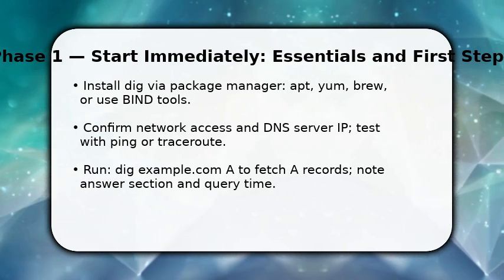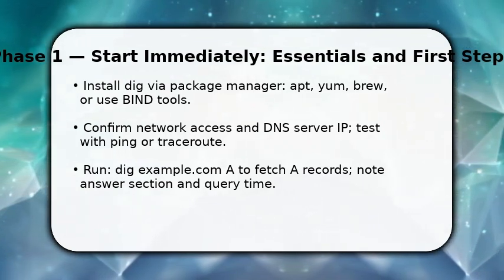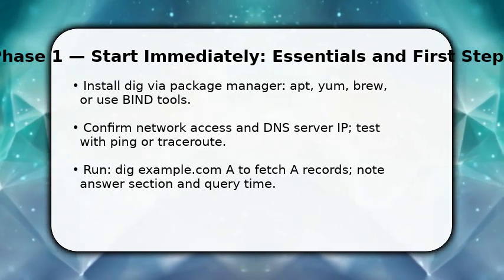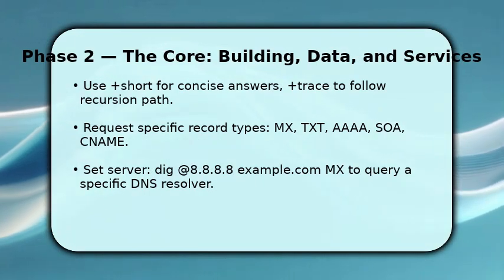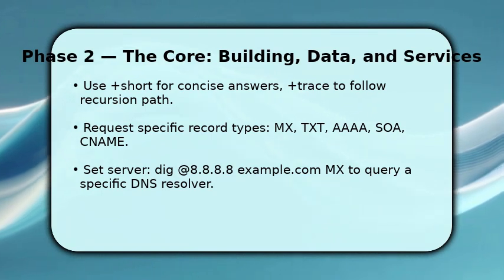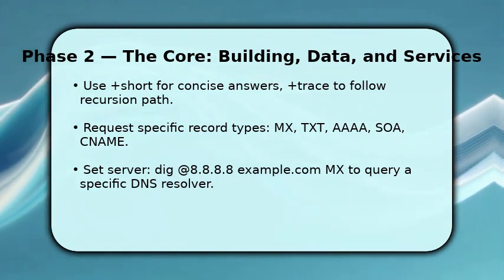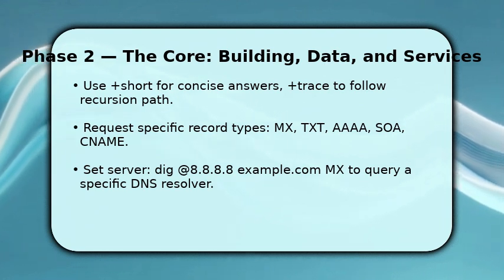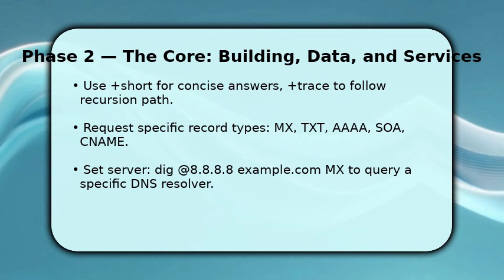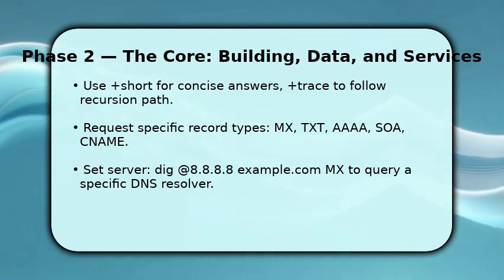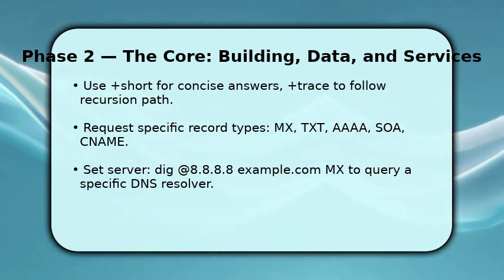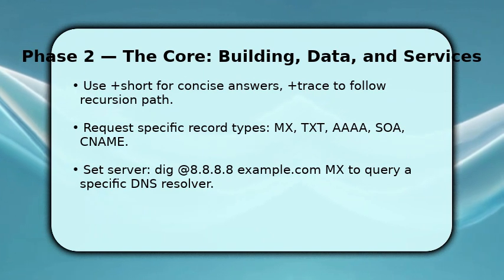You now expand into more detailed dig usage by combining flags and record types. For quick checks, use +short. For diagnosing delegation, use +trace to see each server in the resolution path. Request MX, TXT, AAAA, SOA, or CNAME to inspect different DNS data and understand why mail or services behave a certain way. If you need to compare resolvers, run dig @8.8.8.8 example.com MX versus another resolver.